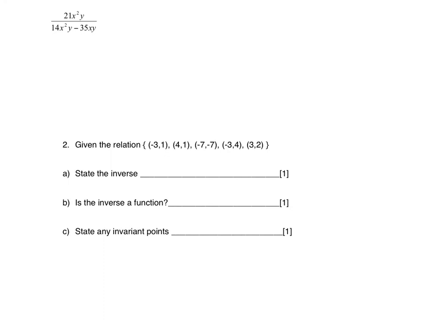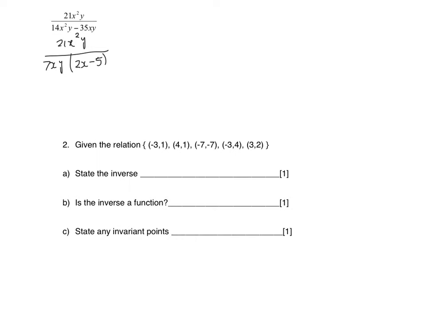The next question is to simplify 21x squared y over 14x squared y minus 35xy. I'm going to write it as 21x squared y over 14x squared y minus 35xy. The common factor between them is 7xy. So if I factor 7xy out, I get 2x from the first term, and then I'm going to get negative 5 from the second term.